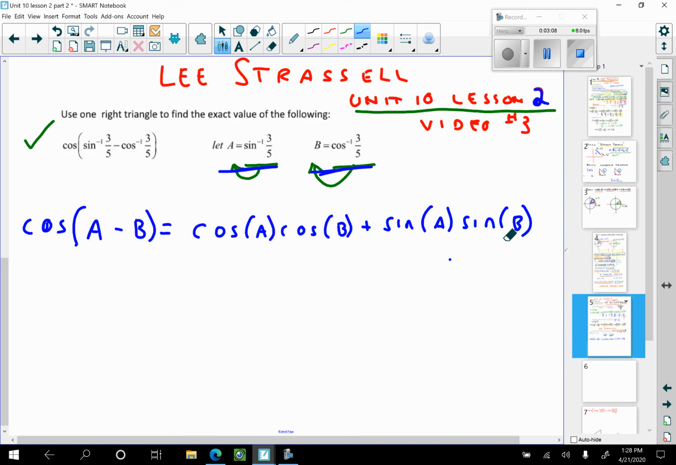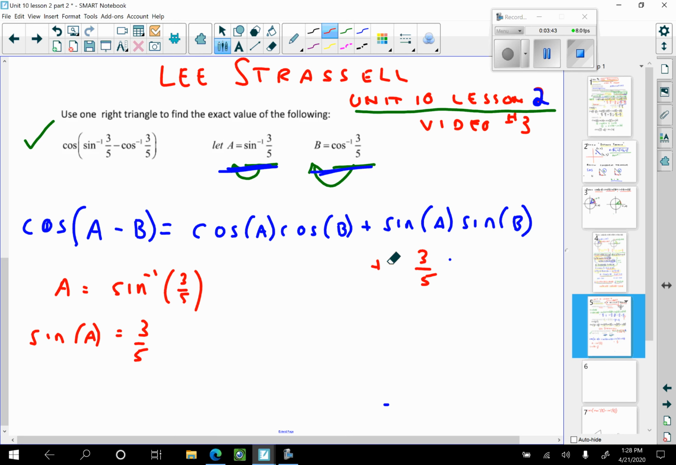Well, what we need to do now is figure out what the sine of A is, the sine of B, the cosine of A and the cosine of B. Here's what we know. True or false, if A is equal to the inverse sine of 3/5, and if I take the sine of both sides, then the sine of A is equal to 3/5. That's very nice. So this guy right here is 3/5.